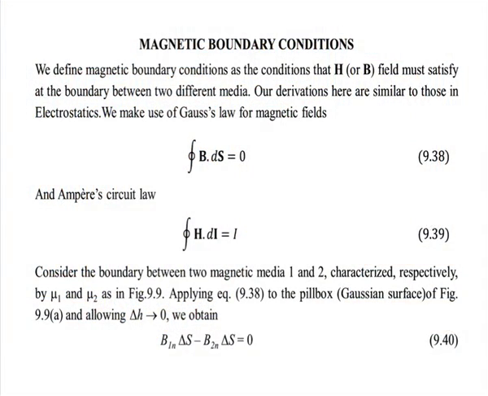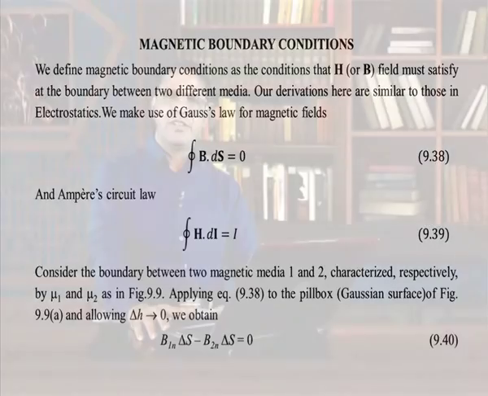Next we come to the magnetic boundary conditions. Magnetic boundary conditions are the conditions that the magnetic field intensity H and magnetic flux density B must satisfy at the interface separating two magnetic media. The treatment is similar to what we have done in electrostatics. Here again we make use of two laws.